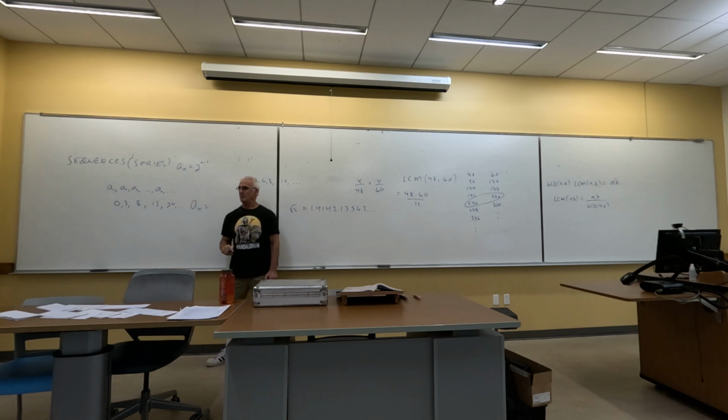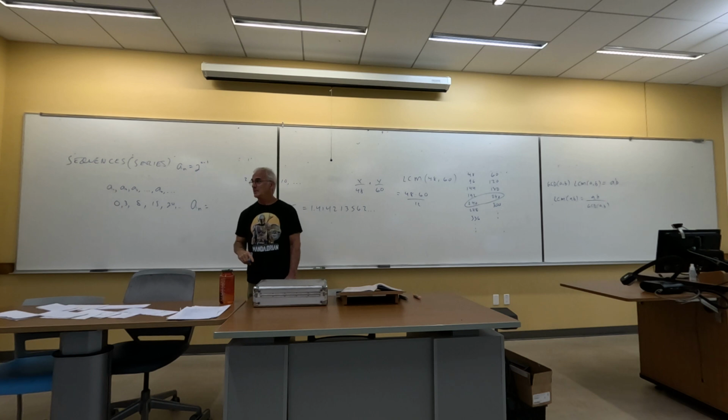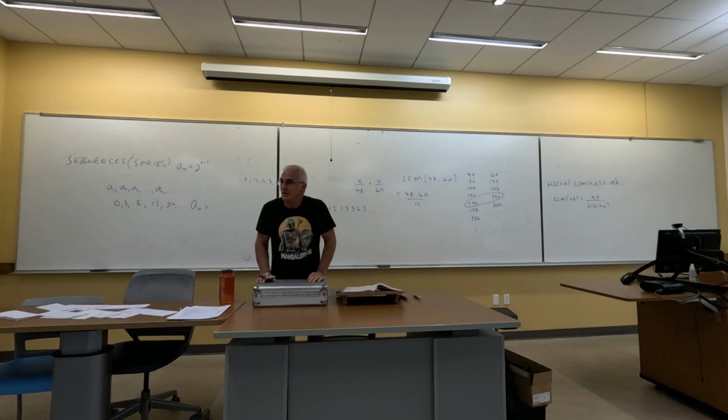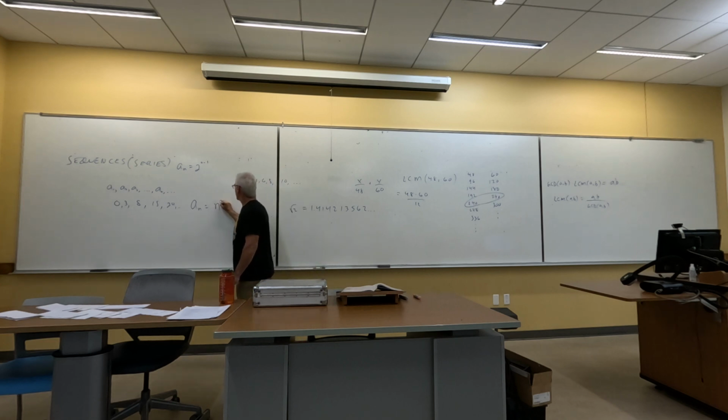But I need the 100th number. So I could do it by doing it one at a time. Not very efficient, but it's legal. And there is a clear identifiable pattern here, but it's not hitting you over the head. It's not in your face yet. What do you think, Casey? n squared minus 1. Exactly.